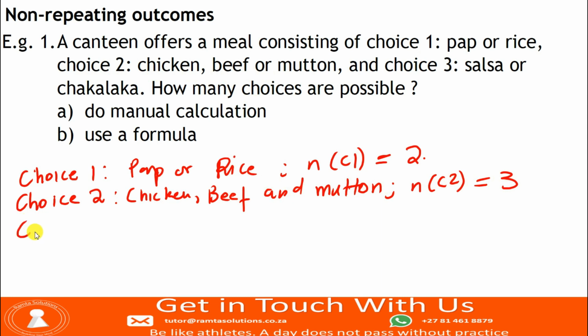Now, we head to choice 3. Choice 3 includes salsa and chakalak.